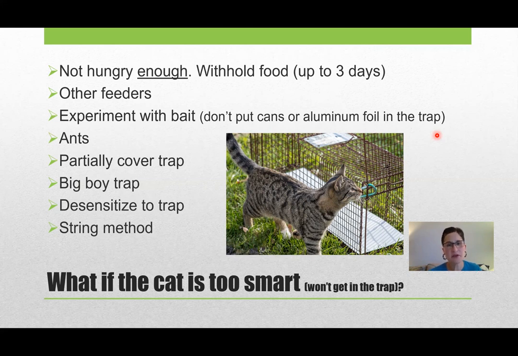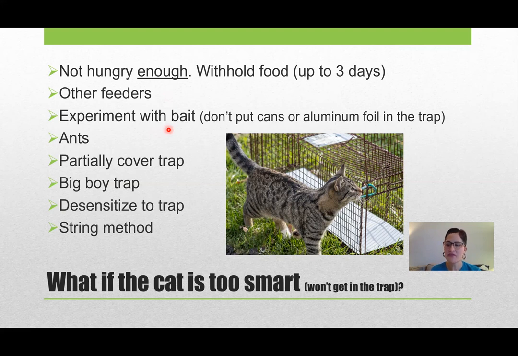So you saw the video with my cat Cheddar. That's what I had to do. I feel horrible saying it, but I had him skip breakfast and I made him hungry enough to where he walked into the trap. So it really does work. Okay, again, the second one, other feeders, just let other people know what you're doing so they know not to feed.